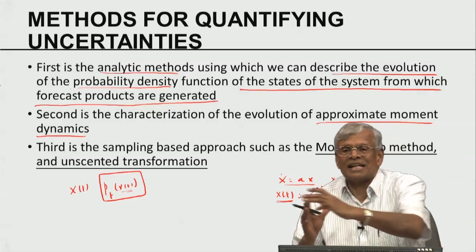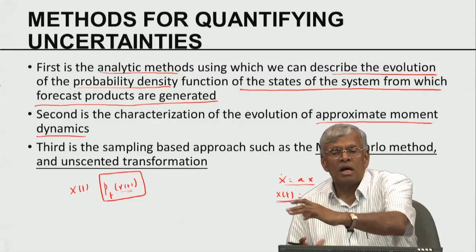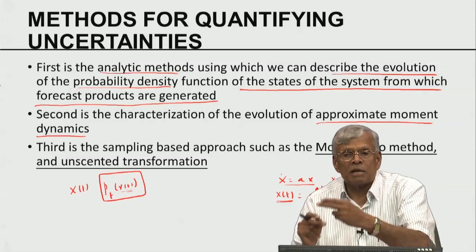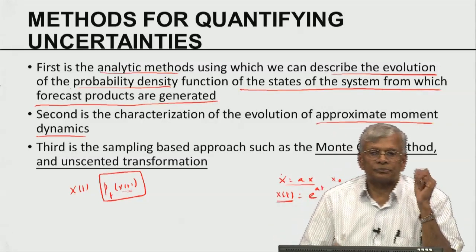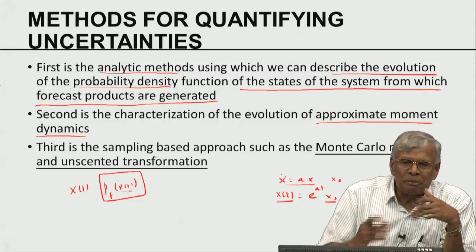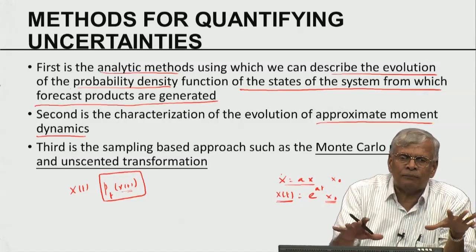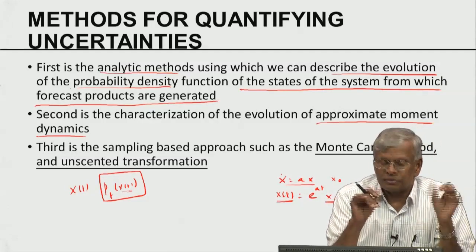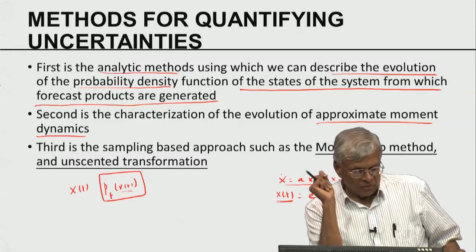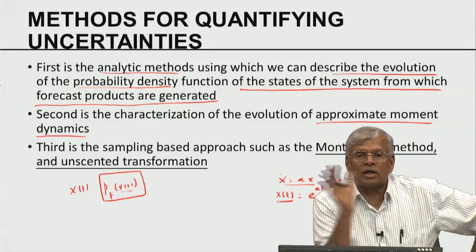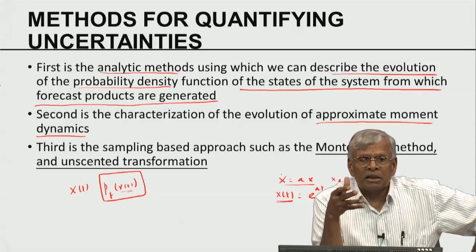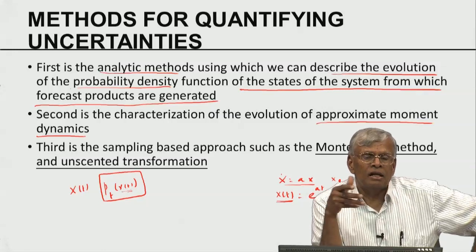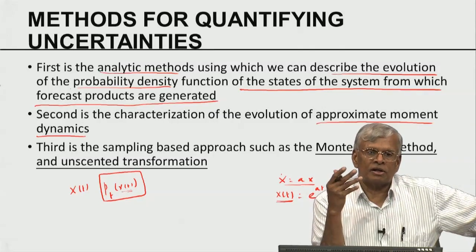So once I can create an ensemble of forecast at every time, then I can compute the ensemble mean, I can compute ensemble variance or covariance, I can use the ensemble mean and the covariance as a forecast product. So these are primarily the three ways of attacking stochastic predictability issues. Third method, Monte Carlo method, is useful in all cases. But it requires a lot of computational power because I need to be able to run the model in parallel for umpteen different types of initial conditions.